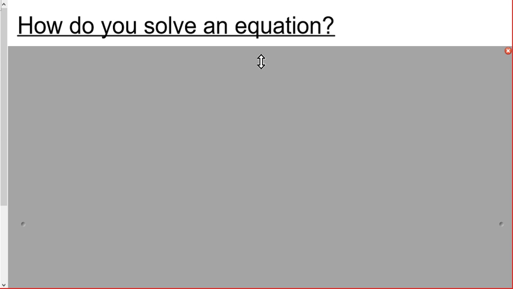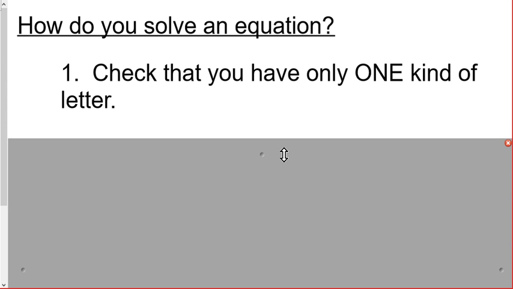So let's remind ourselves, how do we solve an equation? This is what we started in on yesterday. First of all, check that you only have one kind of letter, like an X and nothing else, or Y's and nothing else, or A's and nothing else, or B's and nothing else. If you have more than one kind of letter, you can't solve for it unless you have multiple equations.